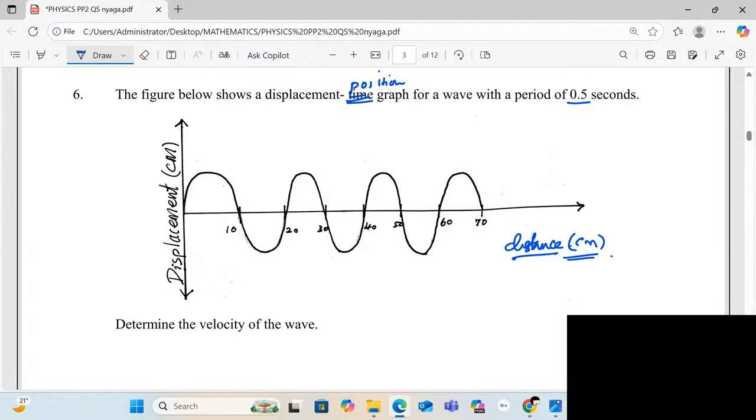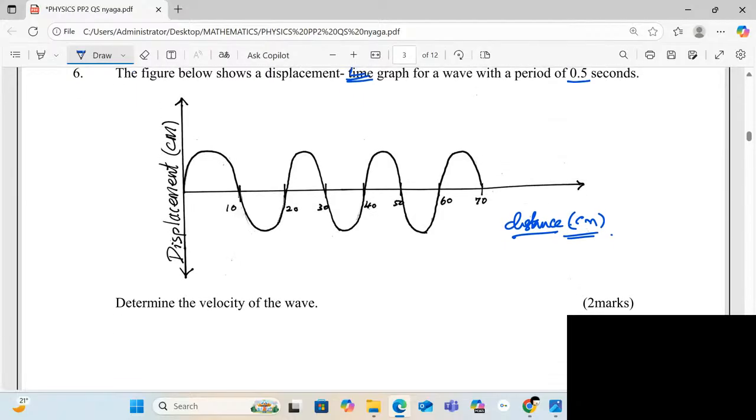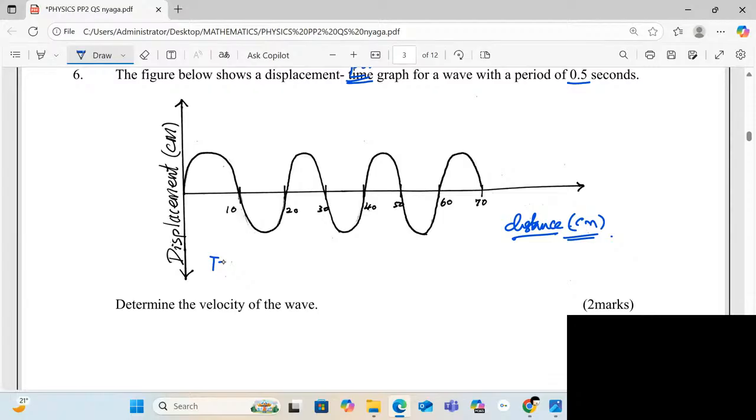The first thing, you are supposed to analyze the question. And from my point, we can say that T is equal to 0.5 seconds. So we can get our frequency, which will be 1 over T, and this is equivalent to 1 over 0.5, and is going to lead us to 2 Hertz. Then from the diagram, we can identify what will be the wavelength.